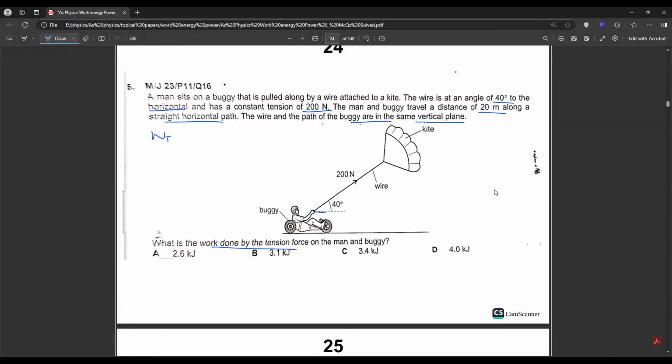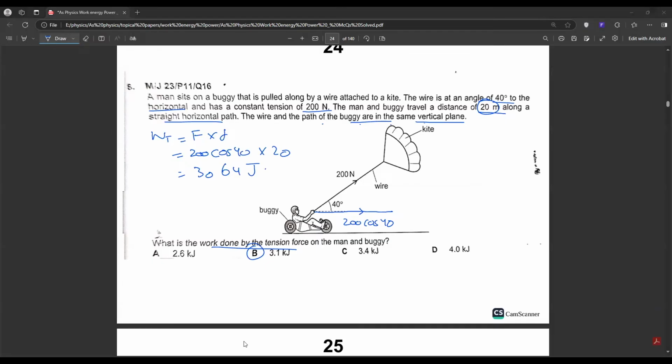To calculate work done by the tension, first of all, work out the horizontal component of tension, that is 200 cos 40. Okay, what is the distance that you will travel? 20 meters. So force into distance. Force is 200 cos 40 multiplied by the distance, that is 20. 200 cos 40 into 20 comes out to be 3064 joules. This is 3.1 kilojoules. B is your answer. The answer to 24 should be B, and B it is.